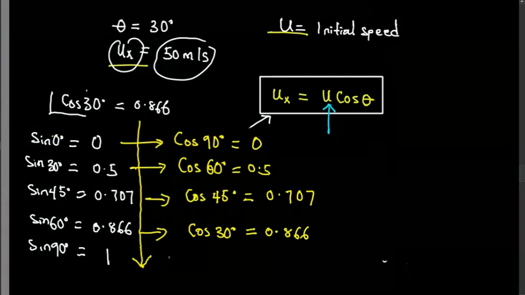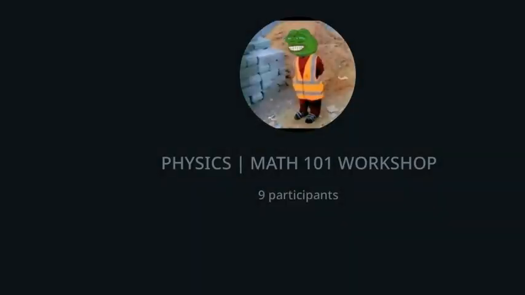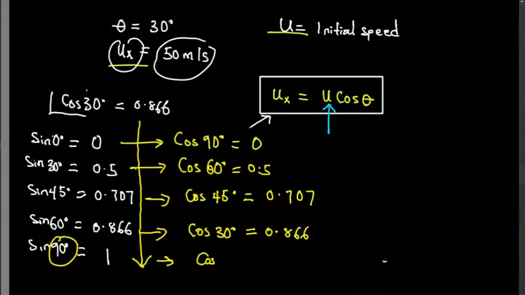0.866. Sine 90 degrees, sine 90, what are we going to say here? Cos what? Remember, we're inverting. So it's now cos 0 degrees. Cos 0 is now going to be equal to what? It's now going to be equal to 1.